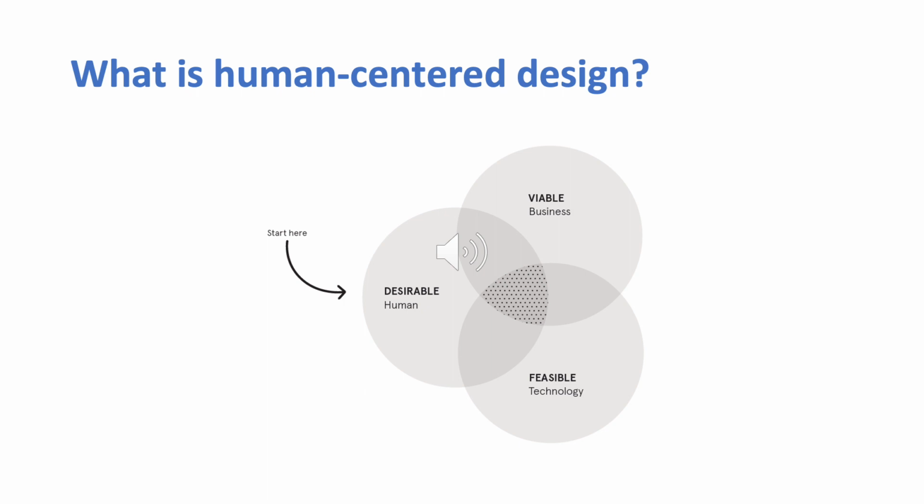So what this is representing is we want something that's desirable to the human, and the human should always be at the center, but it also needs to be viable from a business standpoint. And finally, it needs to be feasible from a technology standpoint. We actually need to be able to create what we are aiming to do.